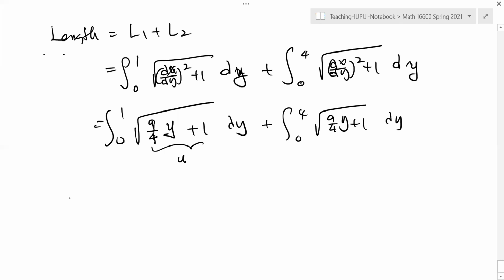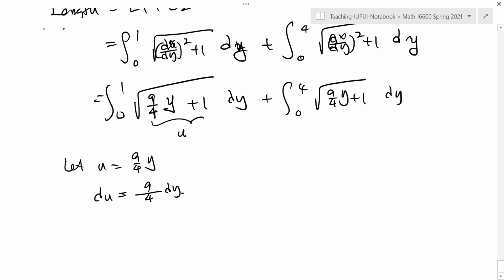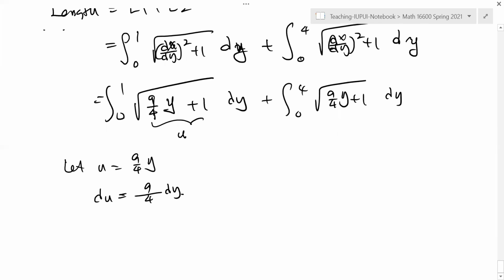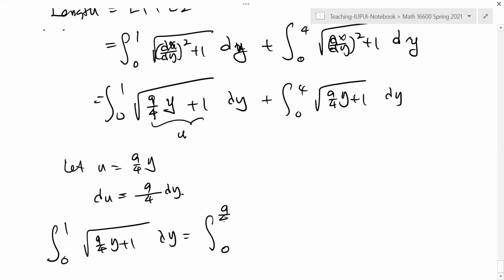So let u be 9 over 4 y plus 1. Of course, du equals 9 over 4 dy. When y equals 0, let's figure out the first one, u is 1. When y equals 1, u is 13 over 4. And here's u to the 1/2, and dy equals 4 over 9 du.